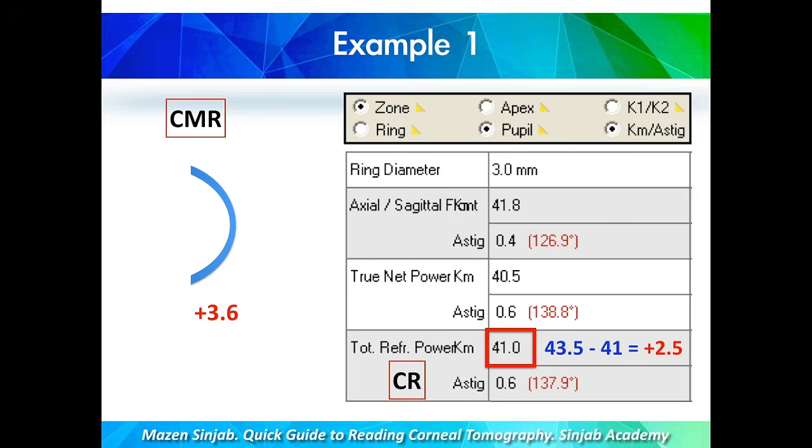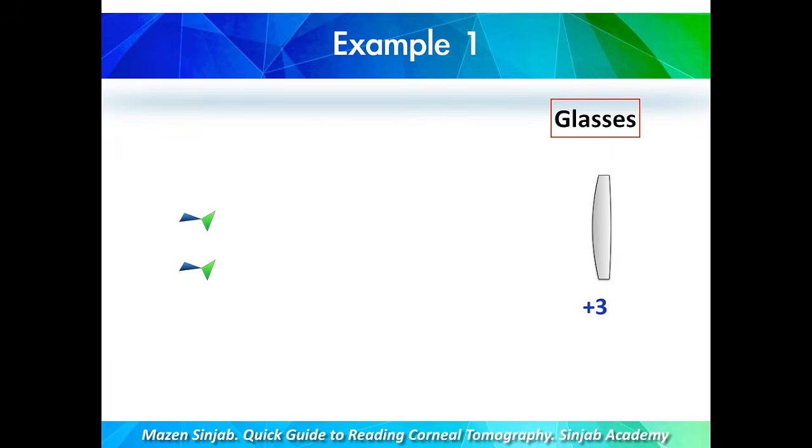And if we compare this with the corneal manifest refraction, we find that the corneal manifest refraction is higher than corneal refraction by more than 1 diopter. And this may happen because of any lenticular component or axial component.